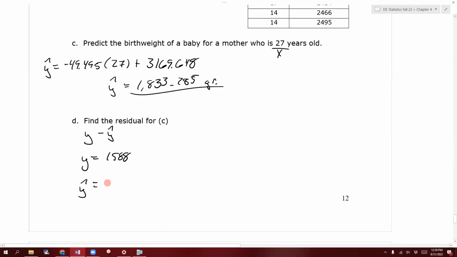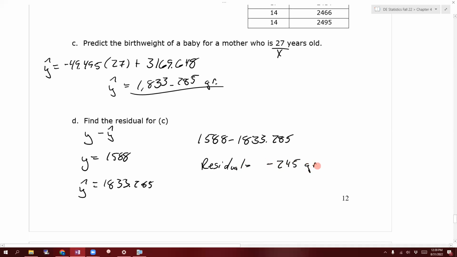Our y hat value was 1833.285. And we find the residual. And our residual is approximately negative 245 grams, which means the observation we had was actually below our predicted birth weight.